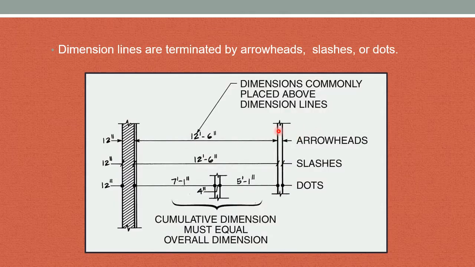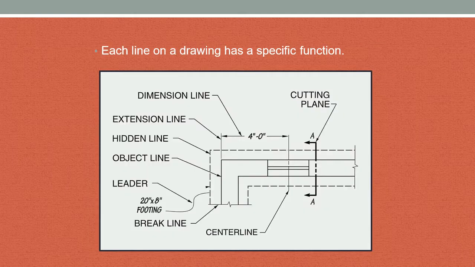Arrowheads, slashes, or dots terminate a dimension line. The limit of a dimension line is shown by the extension line. Again, an important consideration. So each line on a drawing has a specific function, and you can see here how they all come into play.